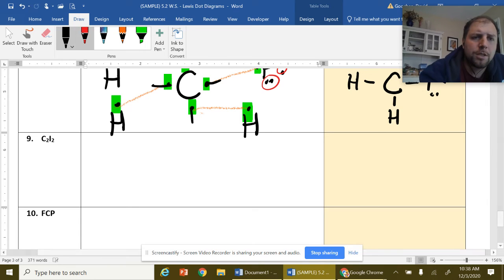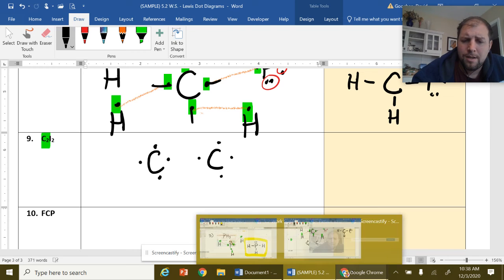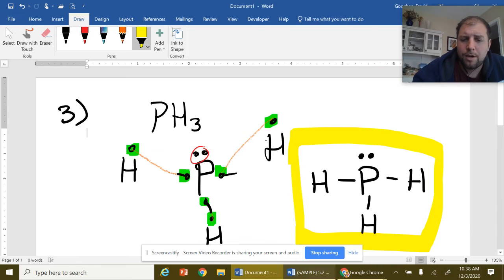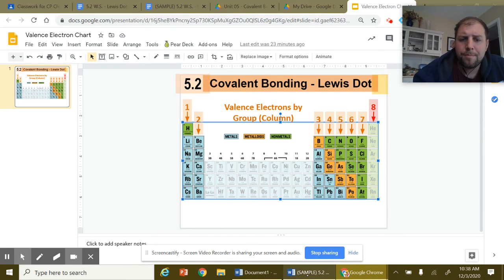C2I2. Okay. So once again, we got a carbon. So I'm going to draw those in the middle because they form the most bonds always. So here's 2 carbons. 1, 2, 3, 4. And then another one. 1, 2, 3, 4. Okay, and then we got 2 iodines. What the heck is iodine? Let's take a look. I mean, I know, but let's. Iodine has 7 valence electrons. 7. All right, so here I go.